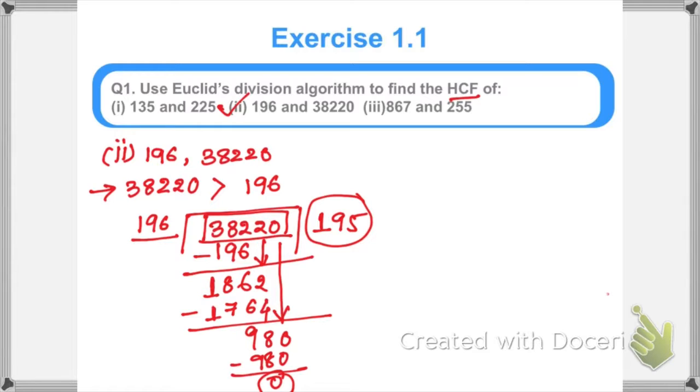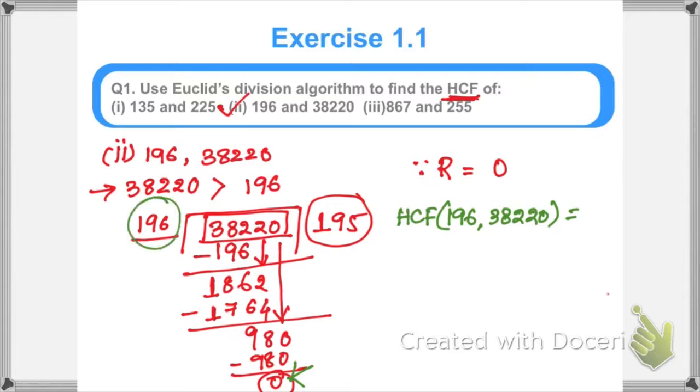So since the remainder here is equals to 0, the HCF that we actually need to find of both the numbers 196 and 38220 is always the divisor by which we got the remainder 0. So what is the divisor by which we got the remainder 0? Is 196. It's very easy. Okay, so the answer is 196. Let's move to the next one.